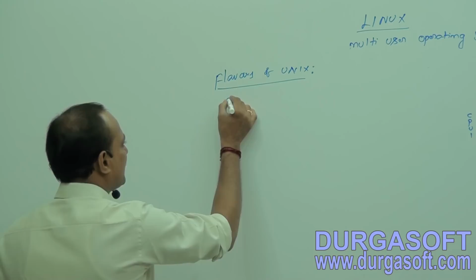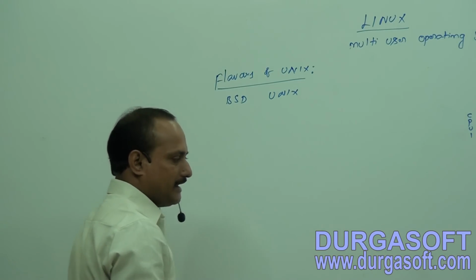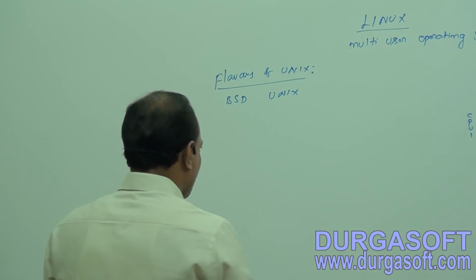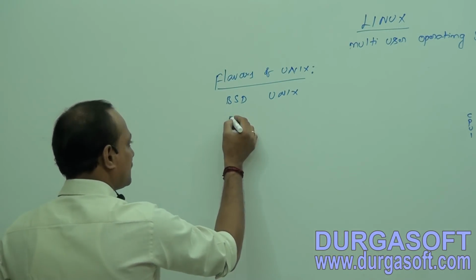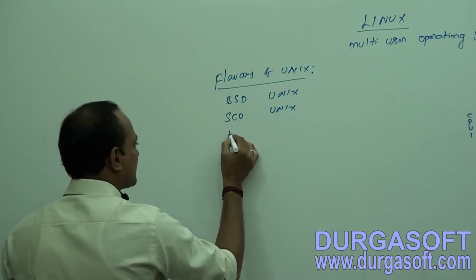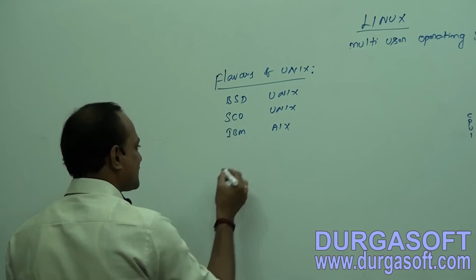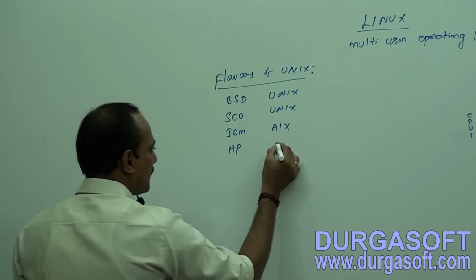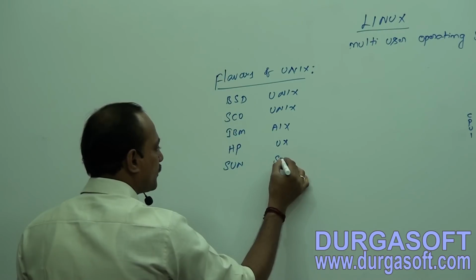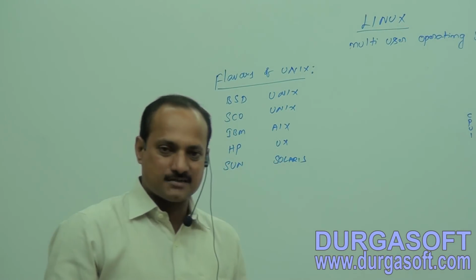So the first Unix operating system is BSD Unix, Berkeley Software Distribution Unix. Again I am repeating, Berkeley Software Distribution Unix, BSD Unix. It is also called AT&T Unix nowadays. Next, SCO Unix, Santa Cruz Operation Unix. And next, from IBM, you have one Unix operating system called AIX. From the company HP, we have HP-UX. And from the company Sun Microsystems, we have Solaris. These are some Unix flavors.